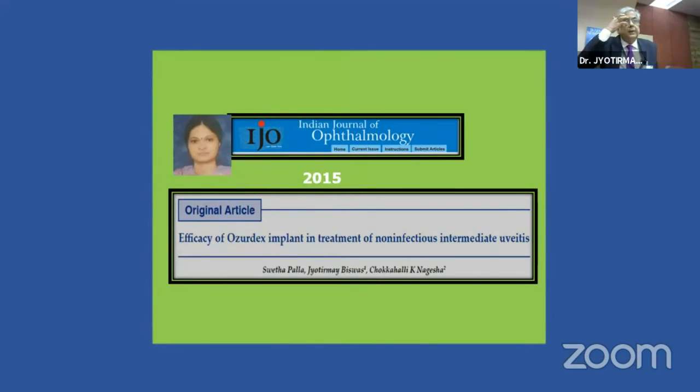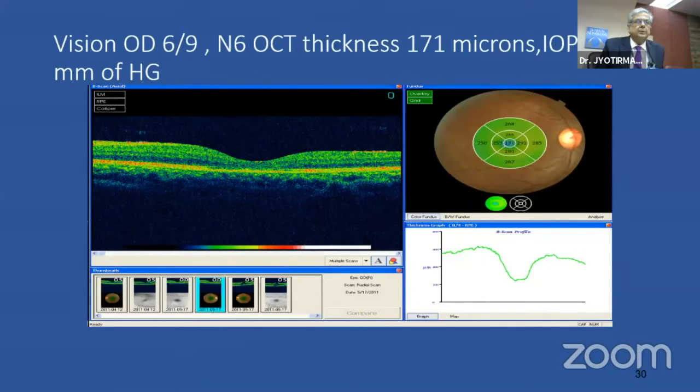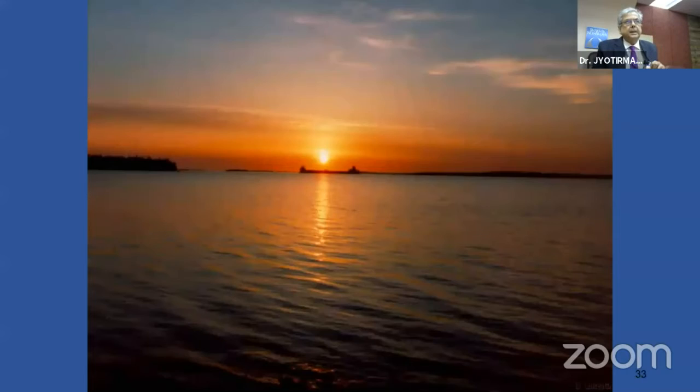We have reported the efficacy of the Ozurdex implant in the treatment of non-infectious intermediate uveitis. There is a cystoid macular edema in this patient with intermediate uveitis. With the Ozurdex implant, there is a marked resolution of the cystoid macular edema with the foveal contour regained. This is the intravitreal Ozurdex implant in the vitreous cavity, which is getting biodegraded.